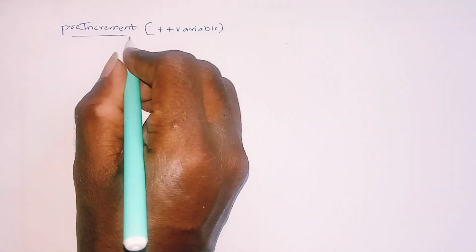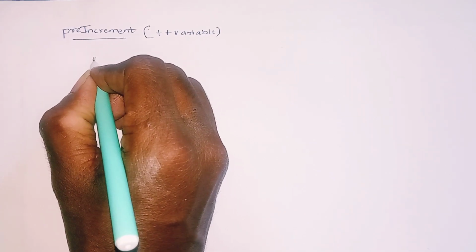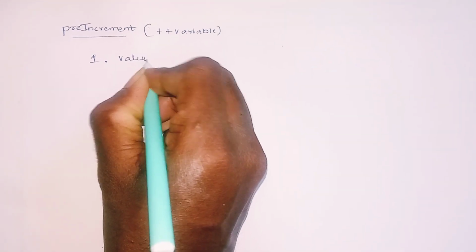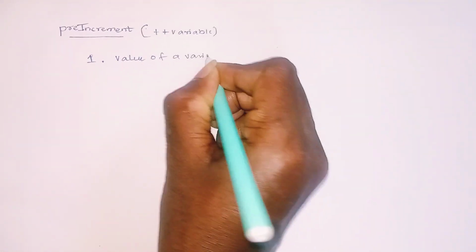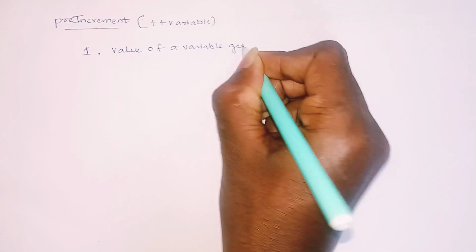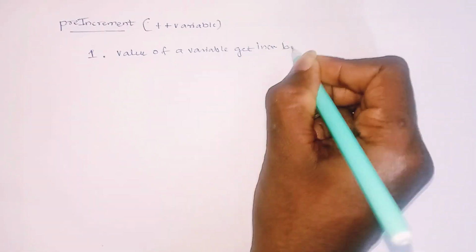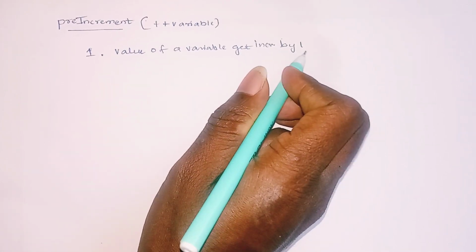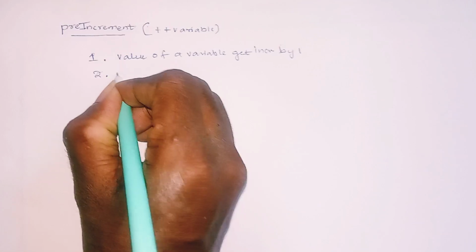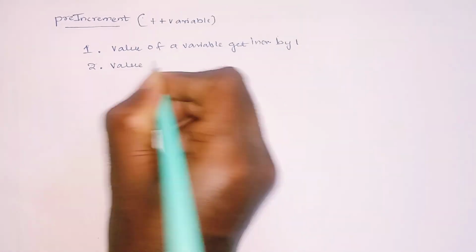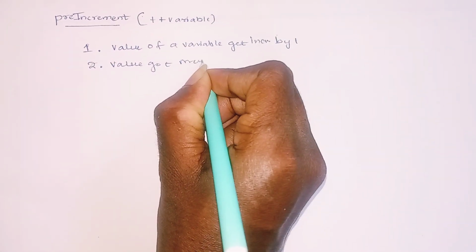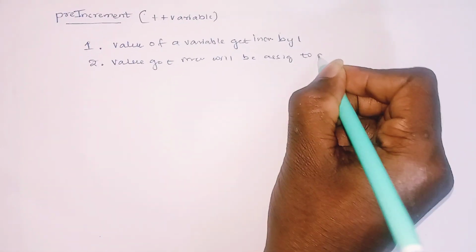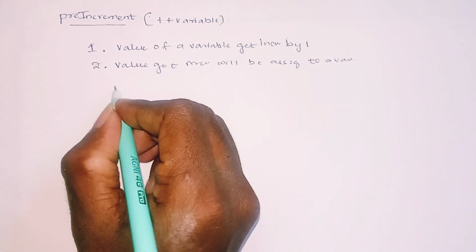Now in pre-increment operator there are two steps that must execute. First one is, the value of a variable gets incremented by 1. So this is the first step in pre-increment operator. And then the second step is, the value that got incremented will be assigned to a variable. Suppose, let me explain you with an example.